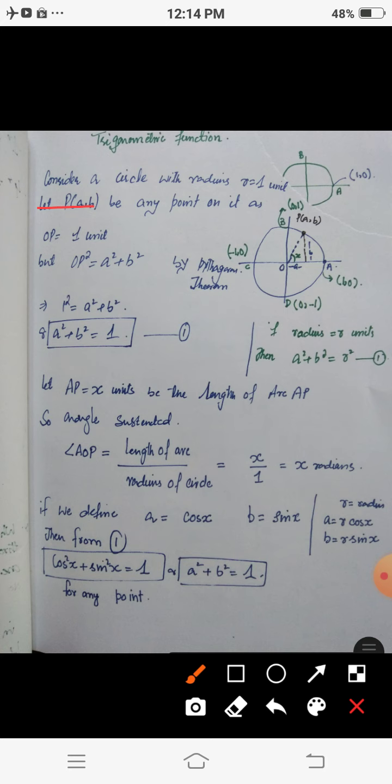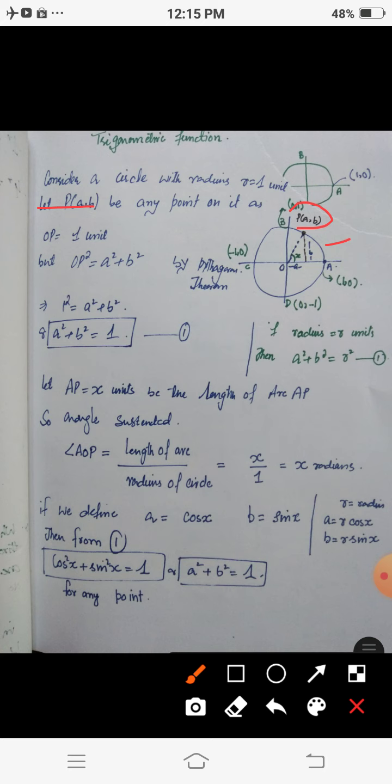Here we have the circle, its radius is r equals 1 unit, and this is P(a, b). Because it is a circle in the plane, any point in the plane is of the form (x, y). Hence P(a, b) means the coordinates of this arbitrary point are a and b. Now for this point P, the coordinates are x equals a and y equals b.